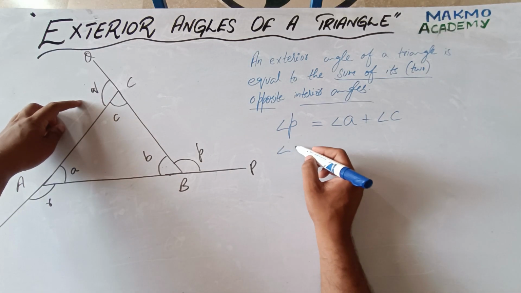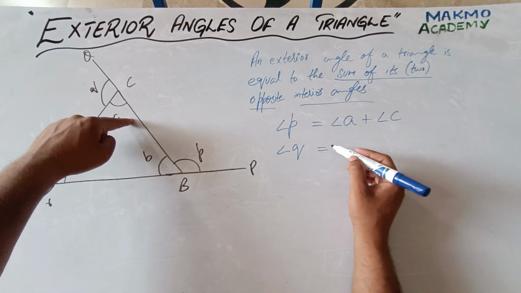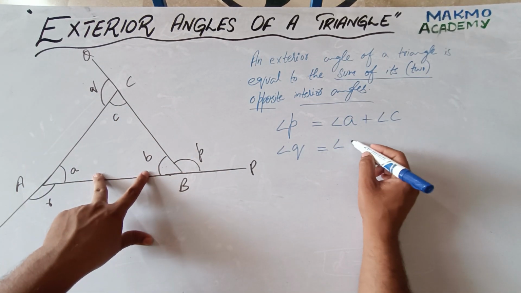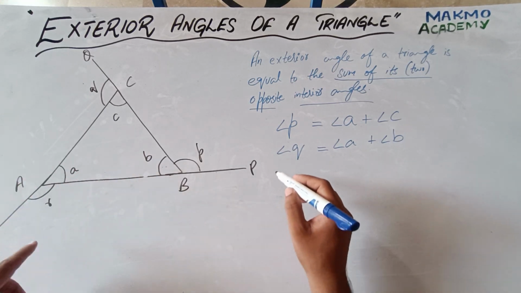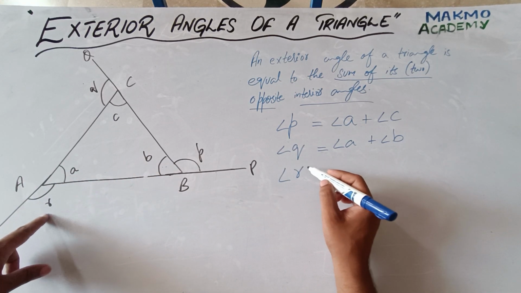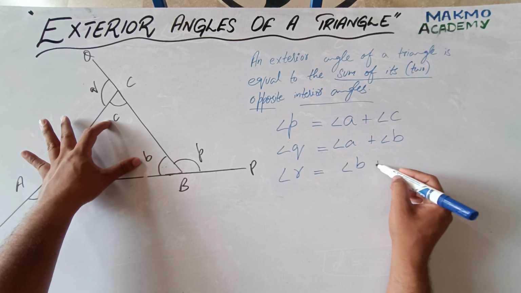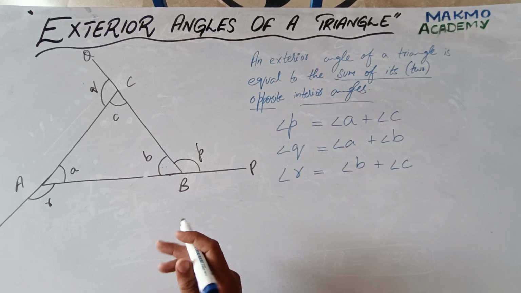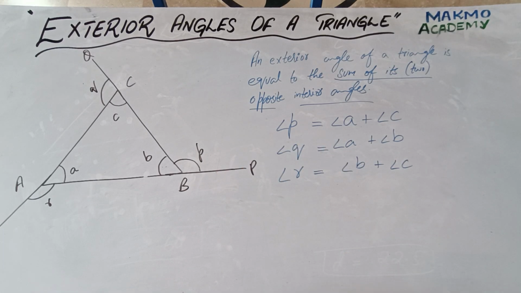Similarly, if we want to find the size of angle Q, this is the adjacent interior angle, but the exterior angle is equal to the sum of its opposite interior angles. So angle A plus angle B. In the same way, angle R is equal to the sum of its two opposite interior angles. So this is the property of the exterior angle: the exterior angle is equal to the sum of its opposite interior angles.